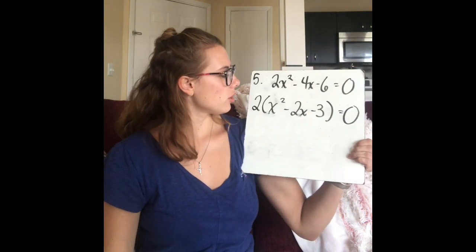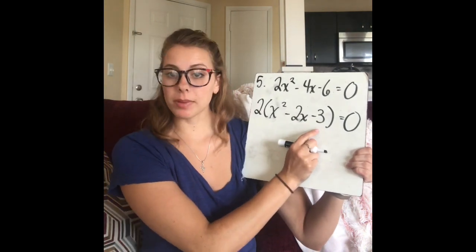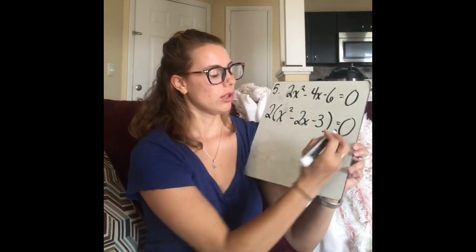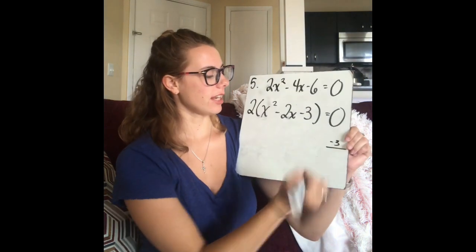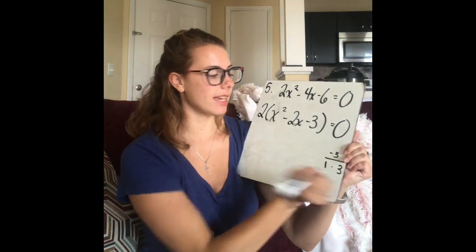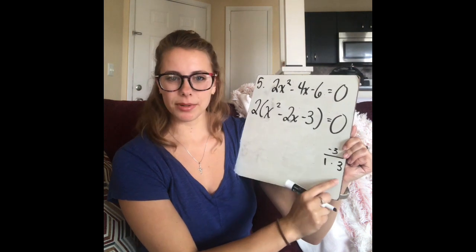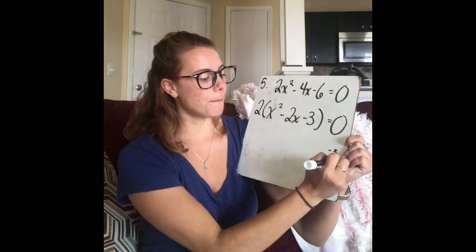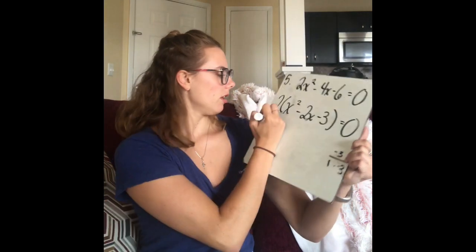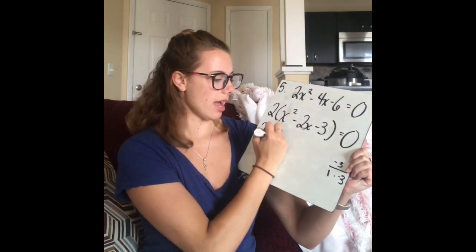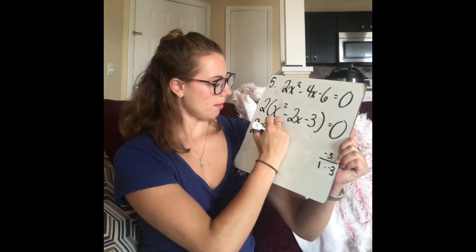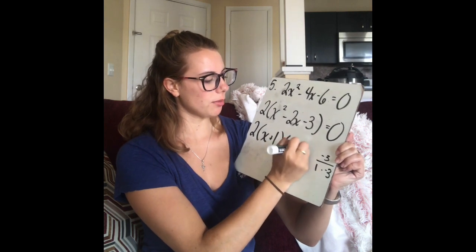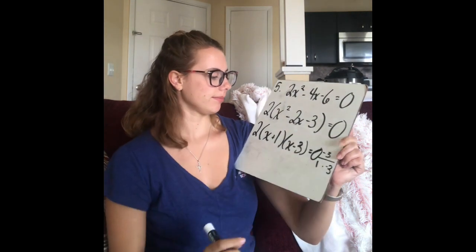And now what I'm going to do is find numbers that multiply up to negative 3 and add up to negative 2. So if I'm looking for numbers that multiply up to negative 3, I know that 1 times 3 gives me 3. One of these numbers has to be negative. Since this is a negative 2, the bigger number becomes negative. So we end up with 2 times x plus 1 times x minus 3 equals 0.